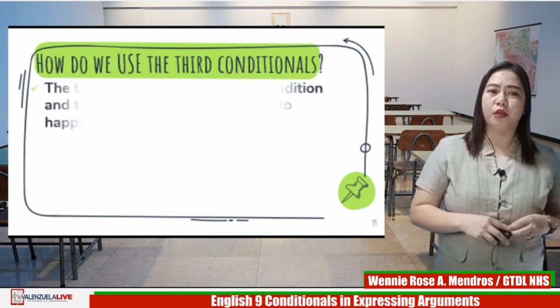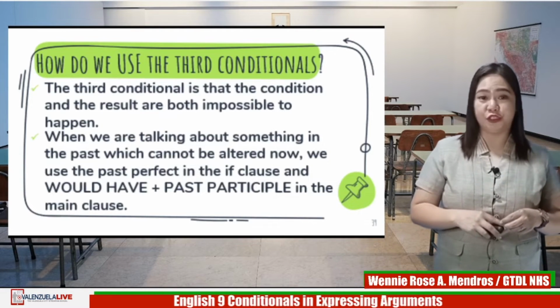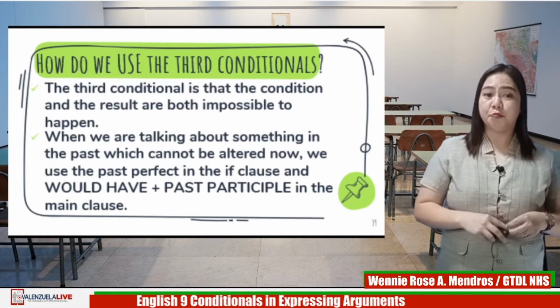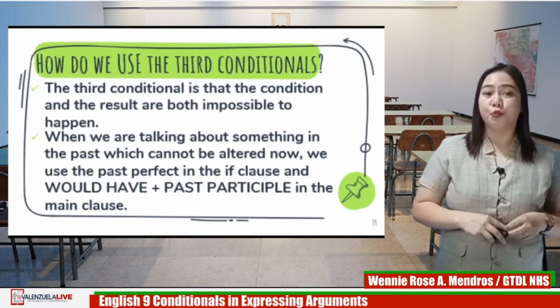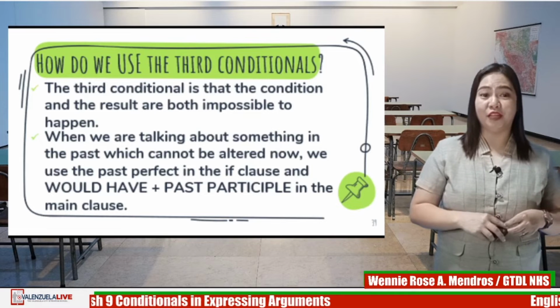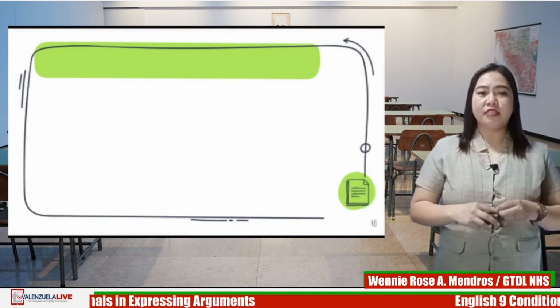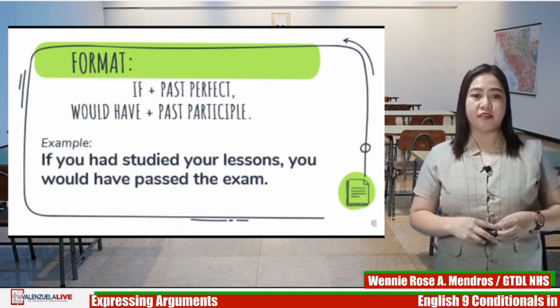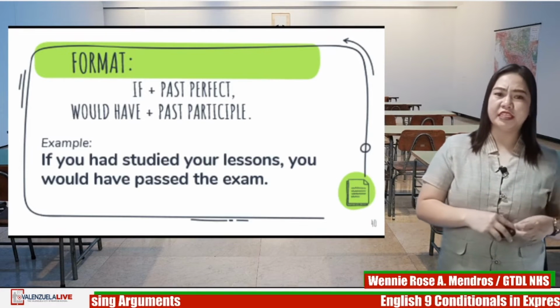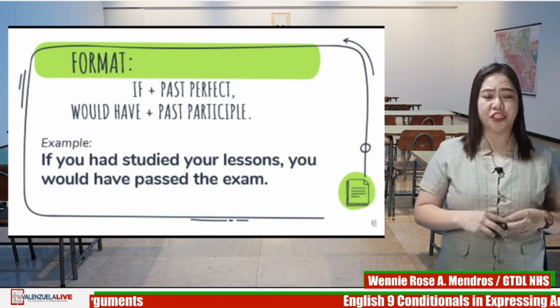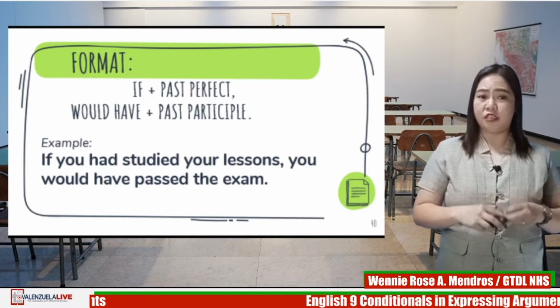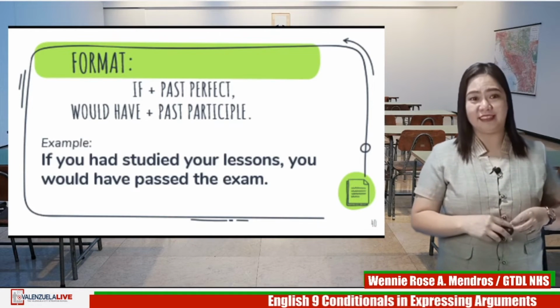When we are talking about something in the past which cannot be altered now, we use past perfect in the if clause and would have plus past participle in the main clause. For example, if you had studied your lessons, you would have passed the exam. In this example, we cannot alter or change the past. You did not study your lessons, so you failed the test.